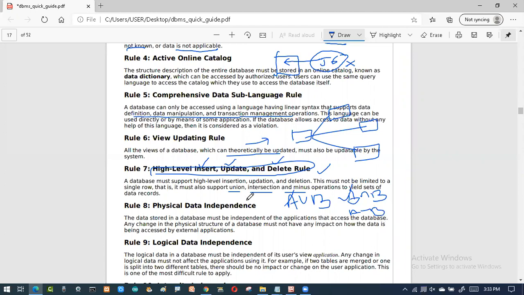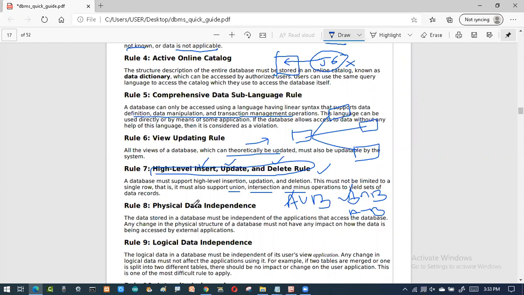So like that, it should give the records not only by inserting, updating, deleting. Whenever I put queries, it should be feasible for that particular operation. So this is the seventh rule.